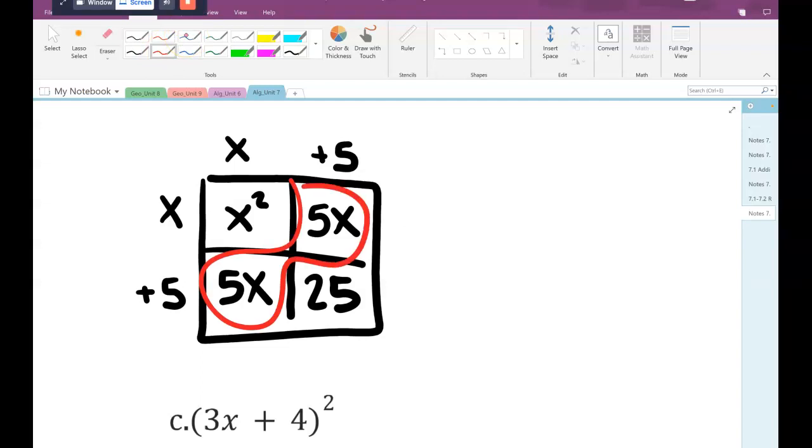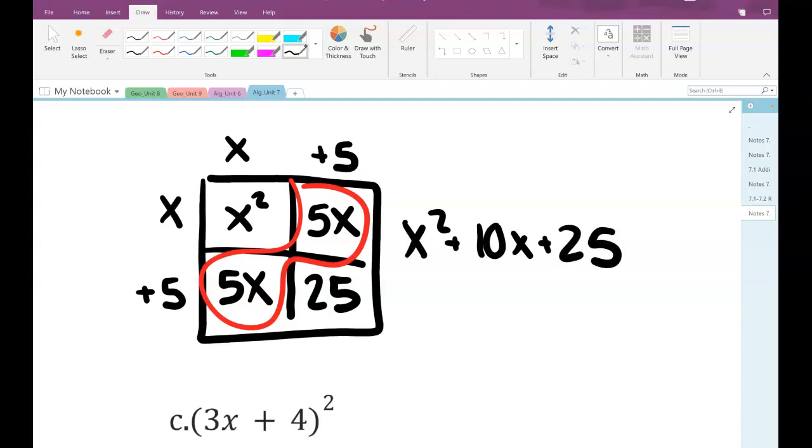These two terms are the same. They're like terms, so we can combine them. So our final answer would be x squared plus 10x plus 25. A trinomial, second degree with the leading coefficient of 1, if you wanted to put that there. All right, so for the next one, you'll take x minus 9 and x minus 9.